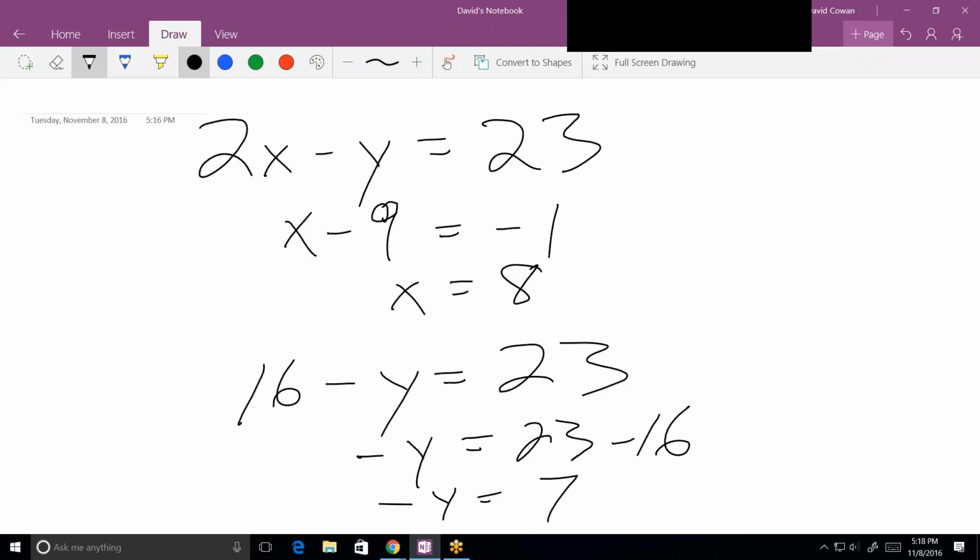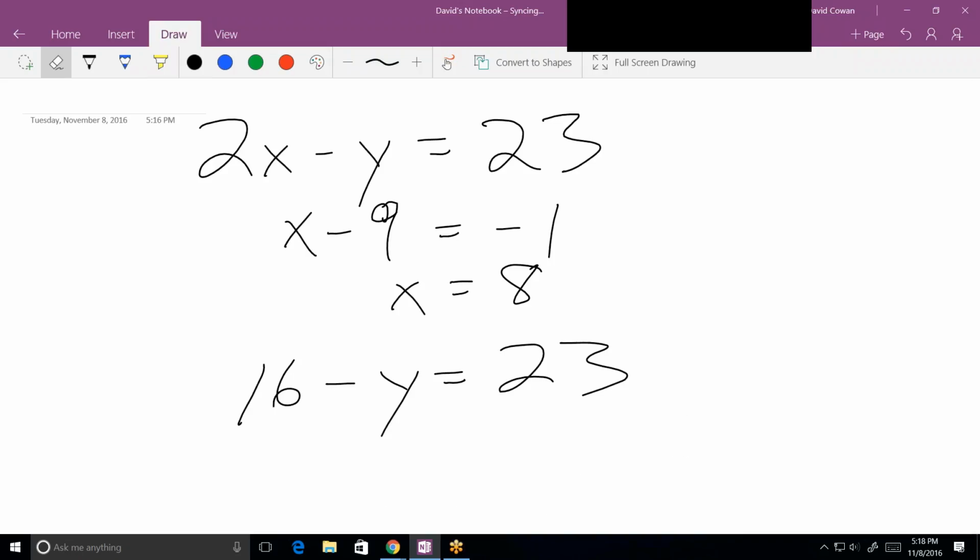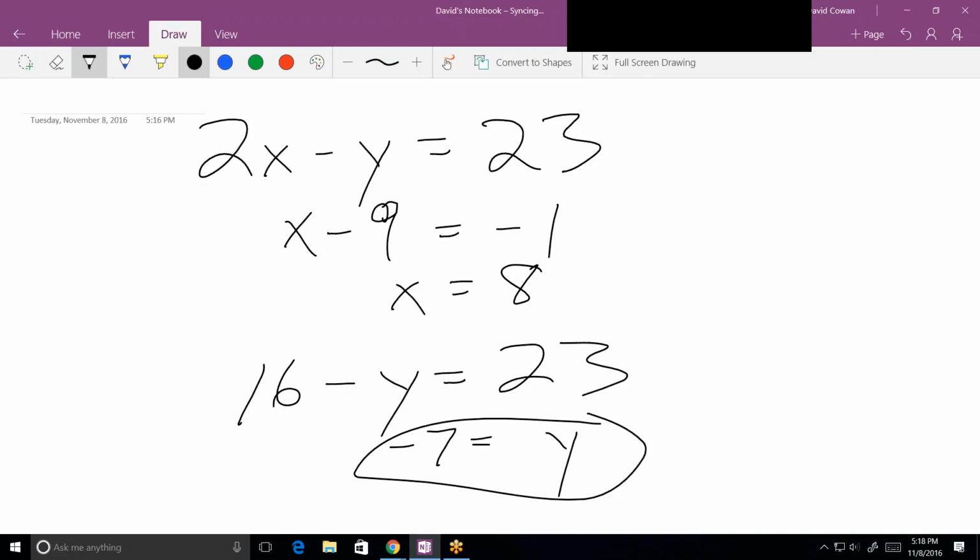Yeah. That's partly why you don't want negative signs in front of your variables. Notice that if I do it the way I was describing, I'm automatically going to move the y to the right because that gives it a positive coefficient. Which means I've got to move the 23 to the left. 16 minus 23 is minus 7. Done. One step. So it's going to be 8, negative 7. Yes.